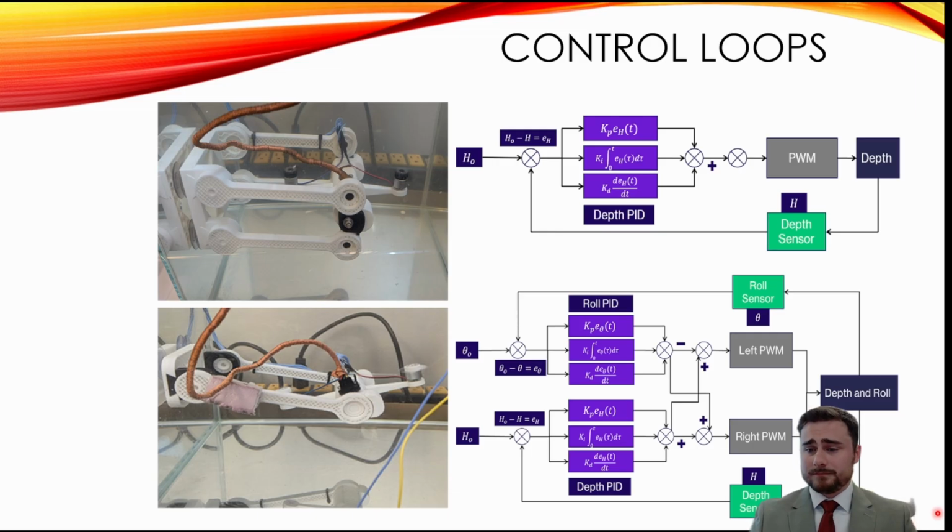So for this 2 degree of freedom PID control loop, it still functions with the depth the same, where it affects both motors proportionally. But for the roll PID controller, it will take away from one motor and add to another depending on the tilt angle. So for instance, right here, this motor will get weakened, and then this motor will get strengthened in order to hopefully level out the system in the end.